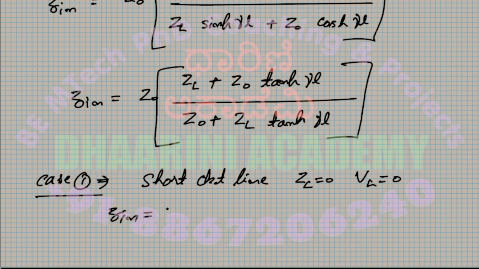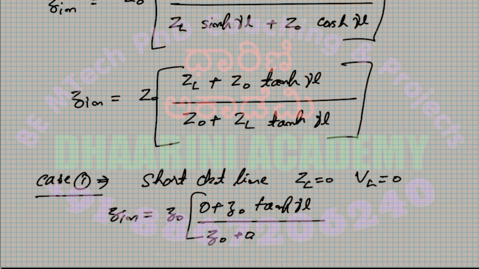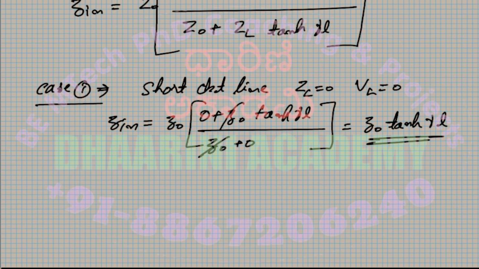So you see ZL equal to 0. So I have a Z naught, 0 plus Z naught tanh gamma L, divided by Z naught. So Z naught cancels here. So it's simply Z naught. One Z naught is outside. So Z in equals Z naught tanh gamma L. This is the equation you are going to use if you see a short circuited line and the question is to calculate the input impedance. All right. Let's go ahead to case number 2.